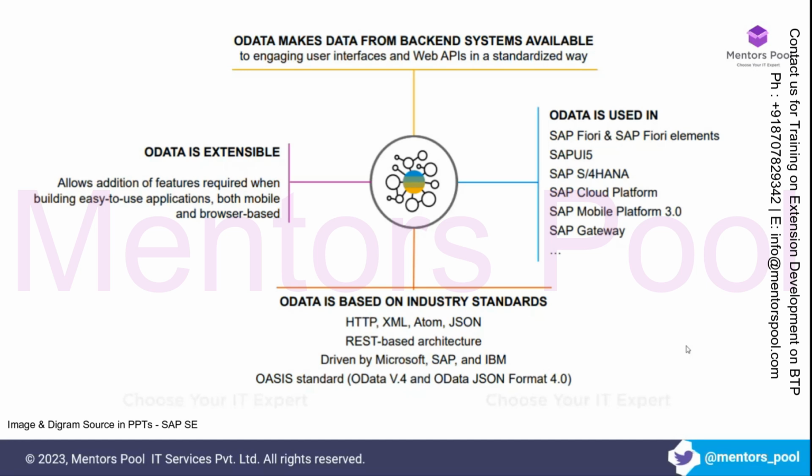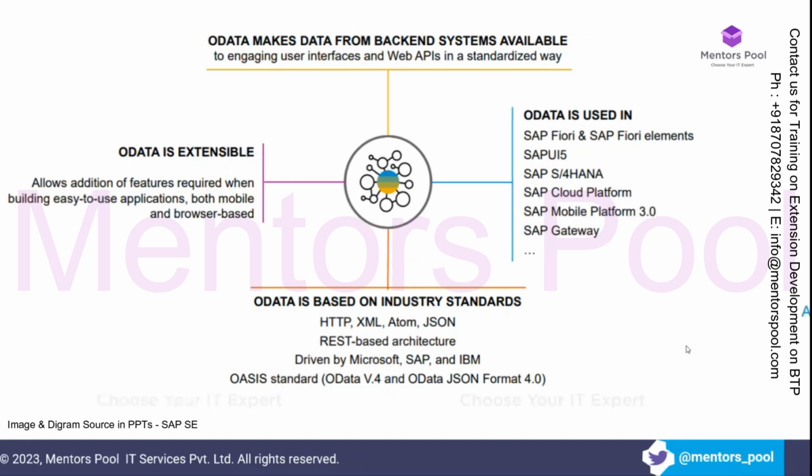This OData service is used in building SAP Fiori or Fiori elements based applications, cloud platform or mobile platform 3.0 or SAP Gateway. And wherever the OData service is used, the extension that we have made at the OData layer can be exposed from there.